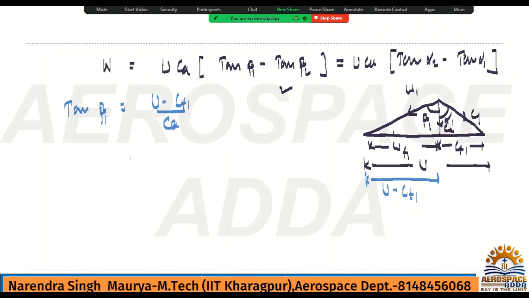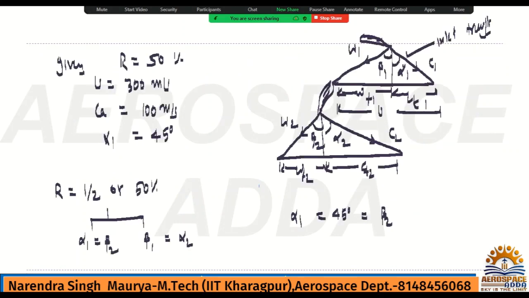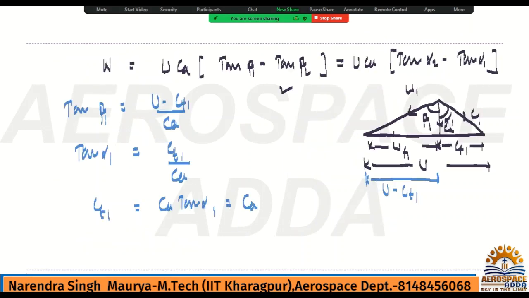And how to get CT1? Simple. Tan alpha 1 is CT1 divided by CA. So CT1 is nothing but CA tan alpha 1. So CA and tan alpha. What is the alpha? You can check here, it is given. Alpha is 45 degree. So tan 45 is 1. So CT1 is nothing but CA.